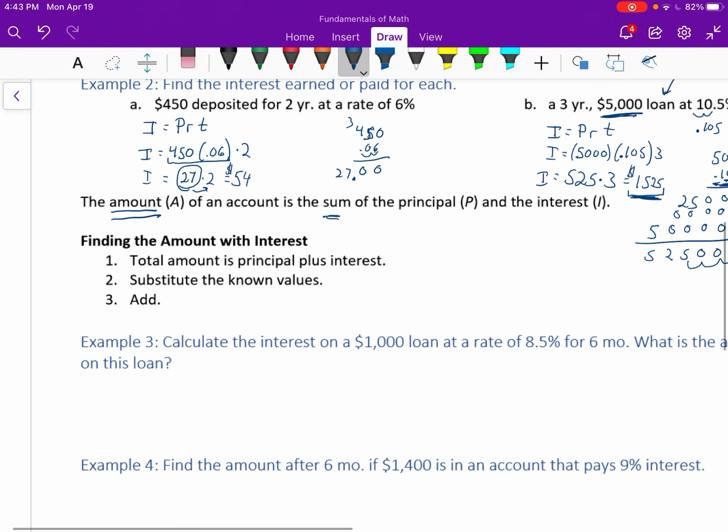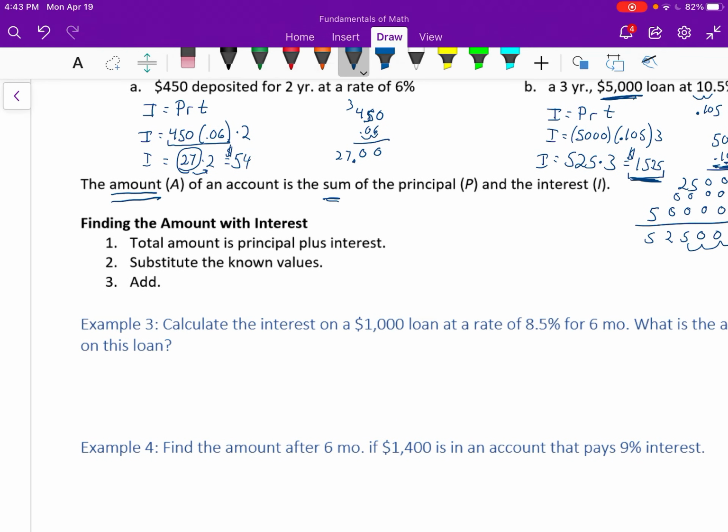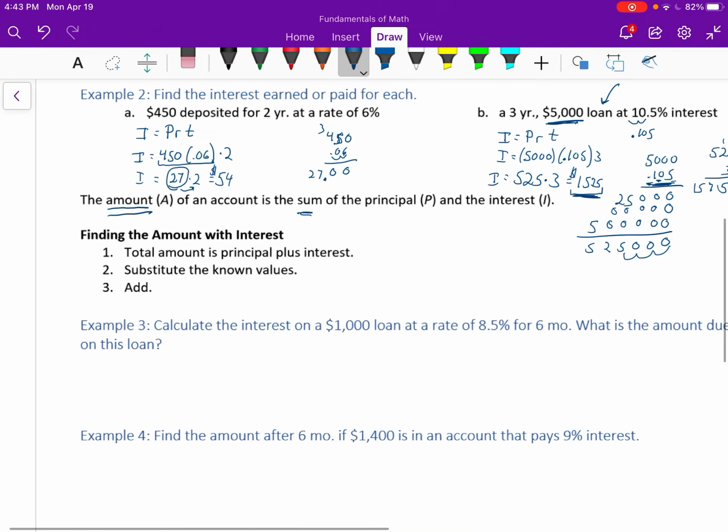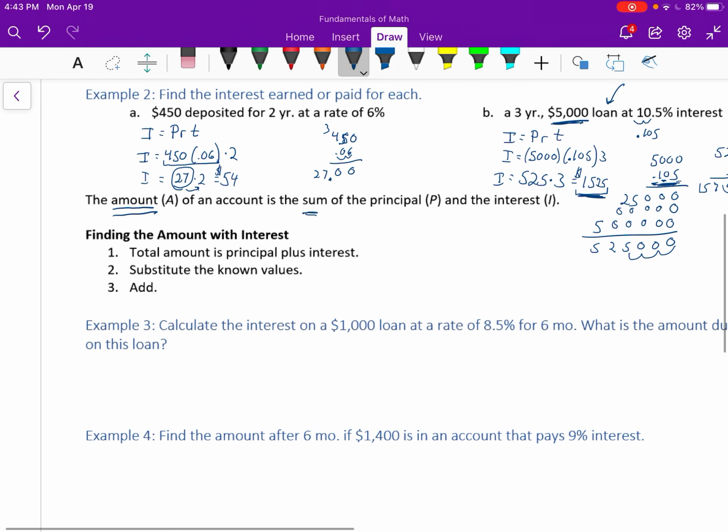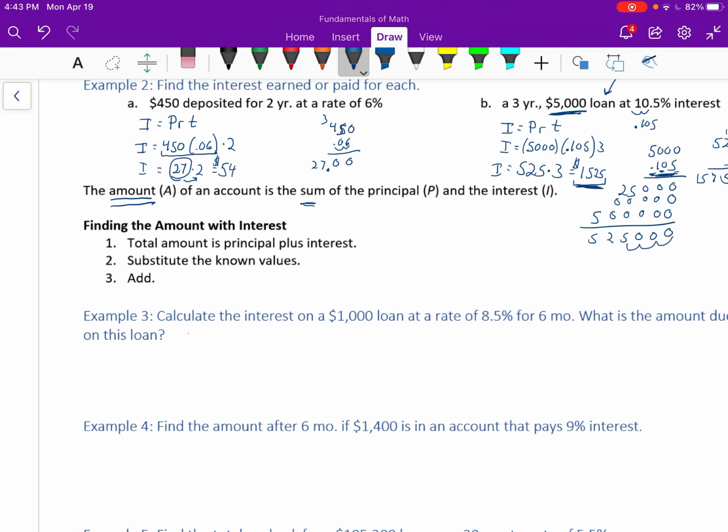So here we go. Calculate the interest on a $1,000 loan at a rate of 8.5% for 6 months. What is the amount due on this loan? And so the amount due, you also have to pay back the $1,000. So you'll have to add the $1,000 to the interest. So first, we find our simple interest. So I equals PRT. I say it every time, I write it every time. You need to know this formula for simple interest.